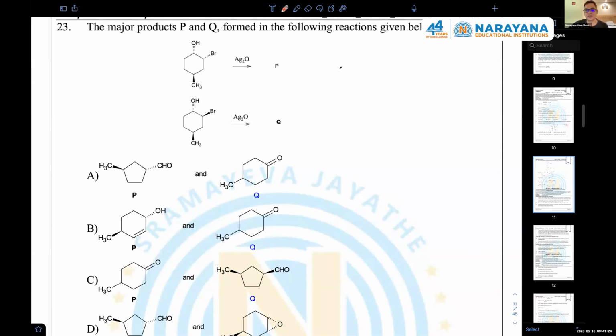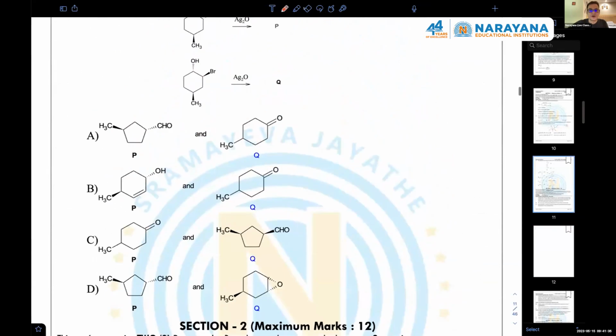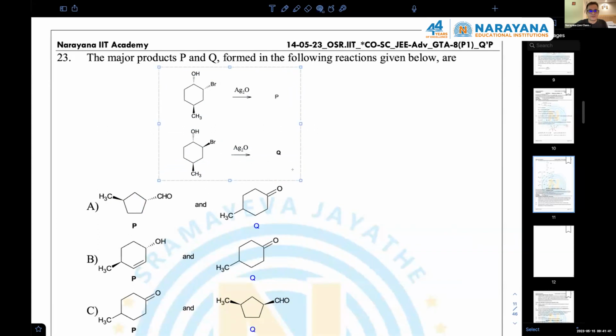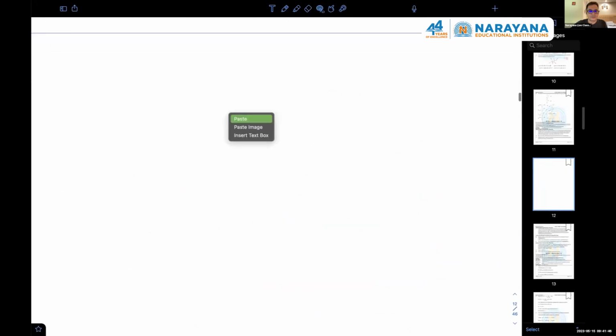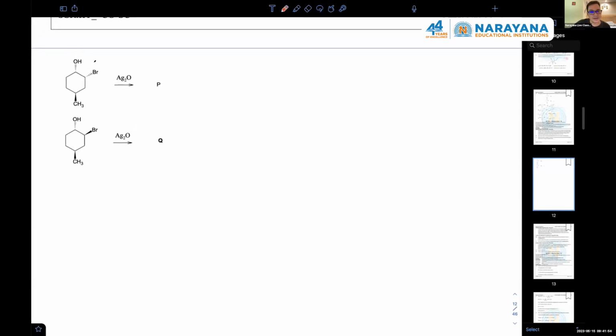First, you need to draw the chair conformation. Okay, just give me a second. I'll just add one page here. Suppose this is the structure that is given, I need to just copy it. This is the question, right? Now I'll explain this. First, both are dash dash, meaning both OH and Br are in the cis position, and methyl with respect to these two is in a trans condition.